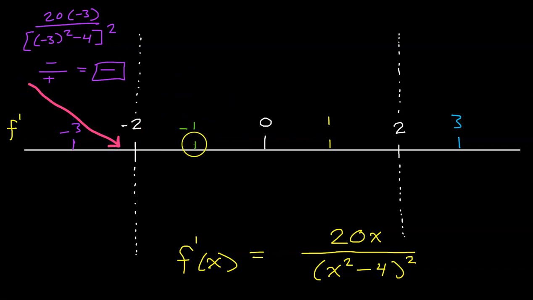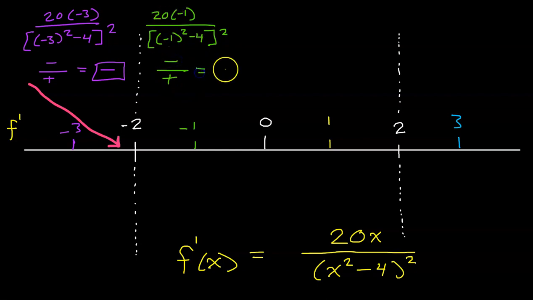So let's move on to the test value of negative 1. So now we're looking at 20 times negative 1, and we have negative 1 squared minus 4, and that whole thing is going to be squared. So look how the denominator is squared. So you know that the denominator is going to be positive. All right? Anytime you're squaring things, that's definitely going to be positive. The numerator is, of course, negative, which gives us an overall negative value for this interval. So this is another decreasing interval for the function.